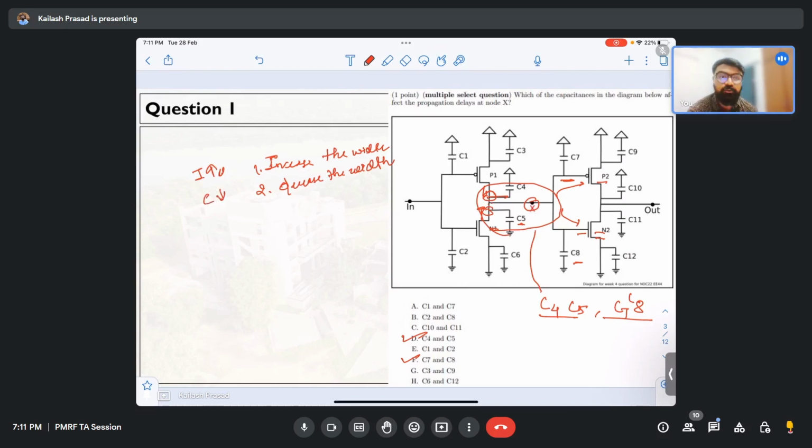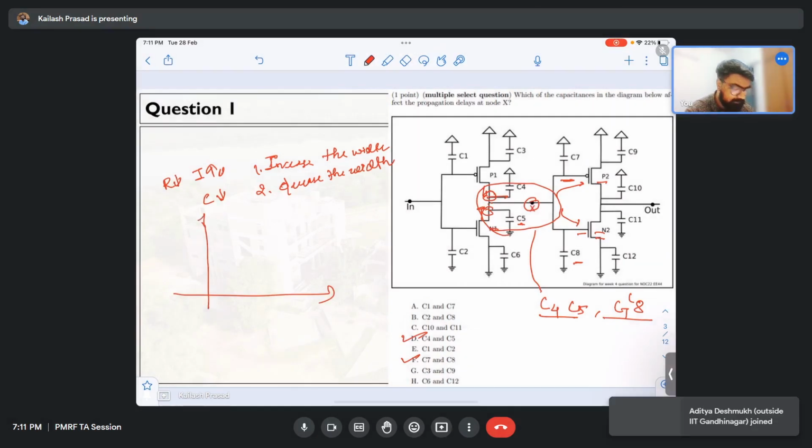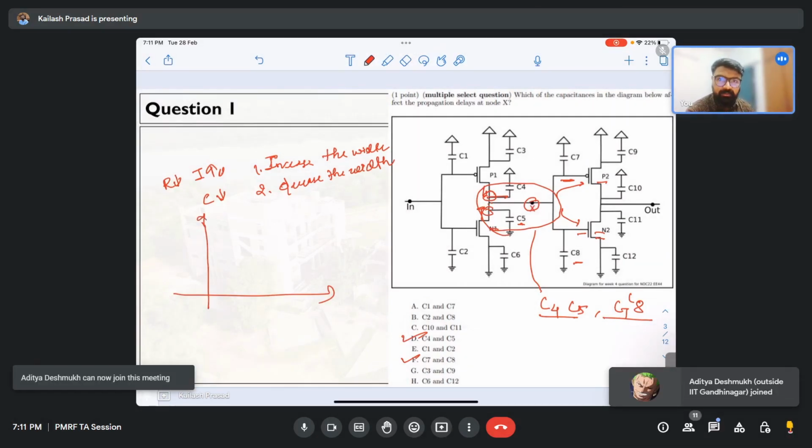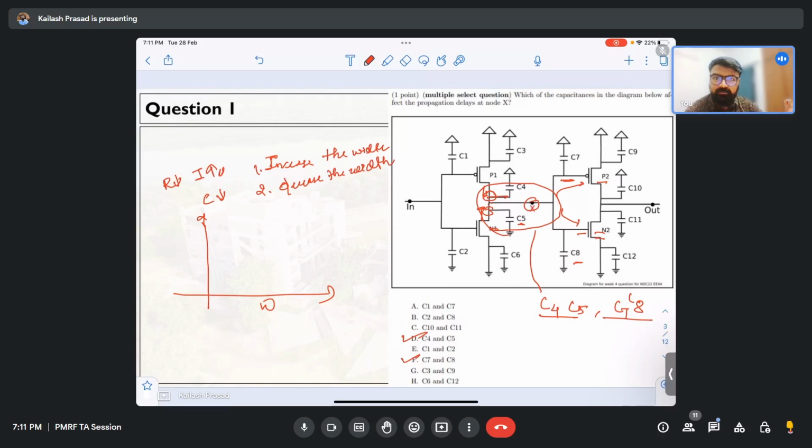If you increase the width of the transistor, R goes down. But if you decrease the width of the transistor, C goes down. We discussed in the last class, let us plot this. If this is width, and I am trying to increase the width of the transistor, we observed that the capacitance increases like this. Similarly, if you increase the width of the transistor, the resistance decreases.